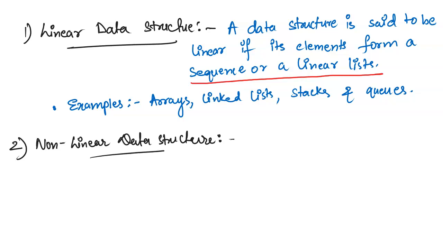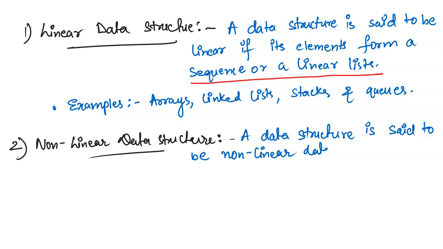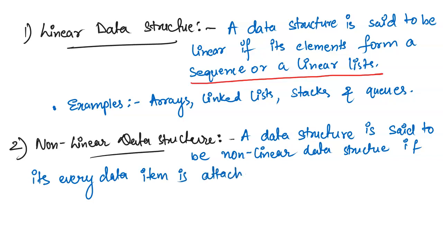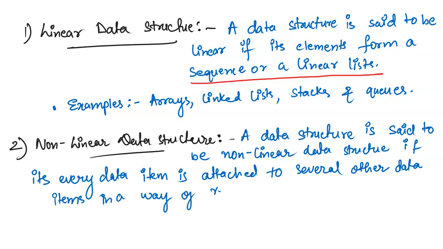A data structure is said to be non-linear data structure if its every data item is attached to several other data items in a way of reflecting relationship. So this is the non-linear data structure.